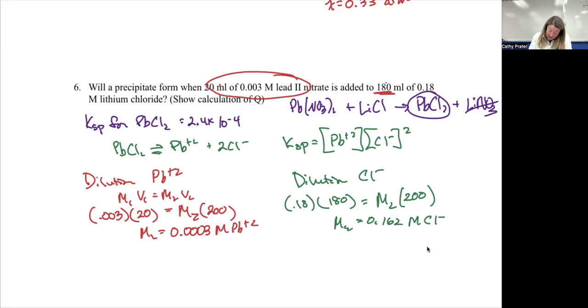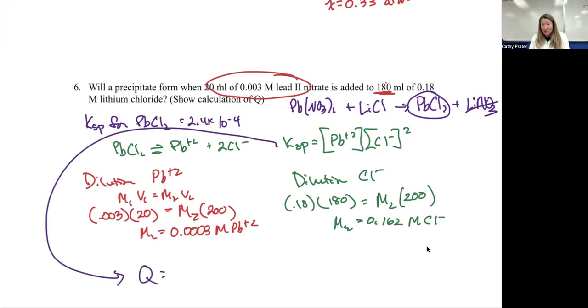Now I'm going to calculate Q. Using the Ksp expression, the difference is I'm using initial concentrations instead. 0.0003 times the concentration of chloride ions squared. And I get Q to be 7.87 times 10 to the negative sixth.